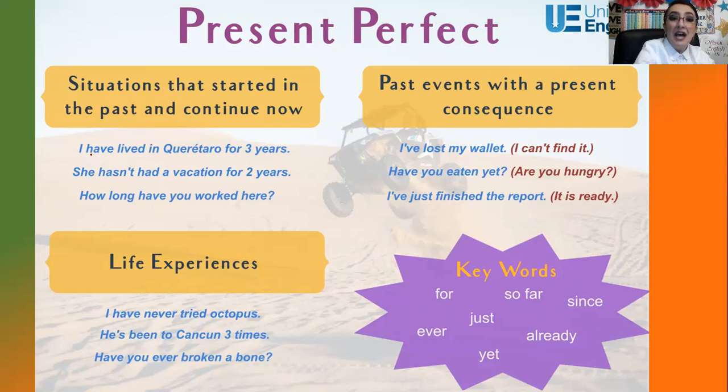She has. Remember that have and has mean exactly the same, to have, but has goes with she, he, it, the third persons. She hasn't had, the verb is not in past, it is in participle. She hasn't had a vacation for 2 years. Ella no ha tenido vacaciones por 2 años y hasta la fecha, ¿no? Desde el pasado hasta la fecha.